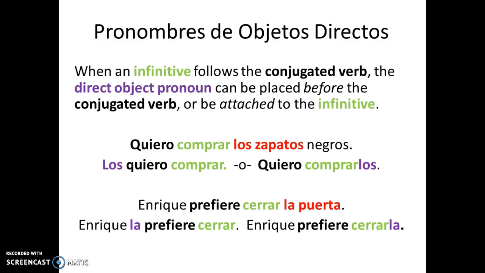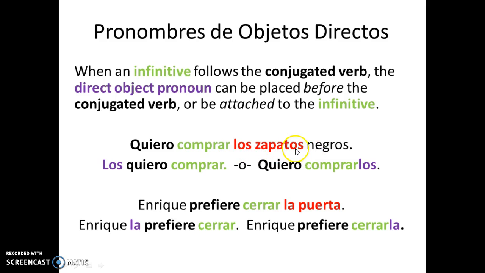Now there is one time when the direct object pronoun will come after a verb, and that is when it follows an infinitive. When an infinitive follows the conjugated verb, the direct object pronoun can be placed before the conjugated verb, as we saw in the previous slide, or it can be attached to the infinitive at the end. Look and see here. Quiero comprar los zapatos negros. I want to buy the black shoes. What do I want to buy? I want to buy the shoes. Los zapatos. Los zapatos is the direct object for this sentence.